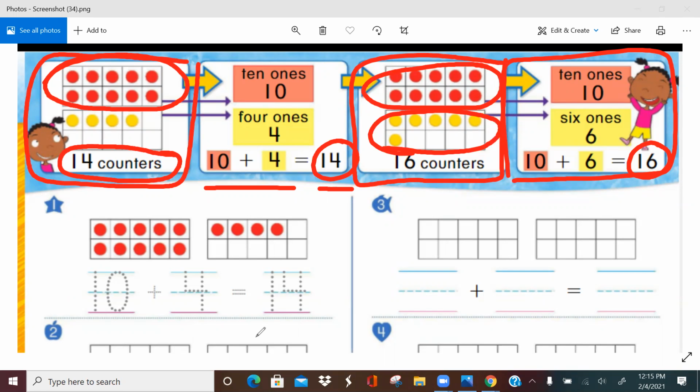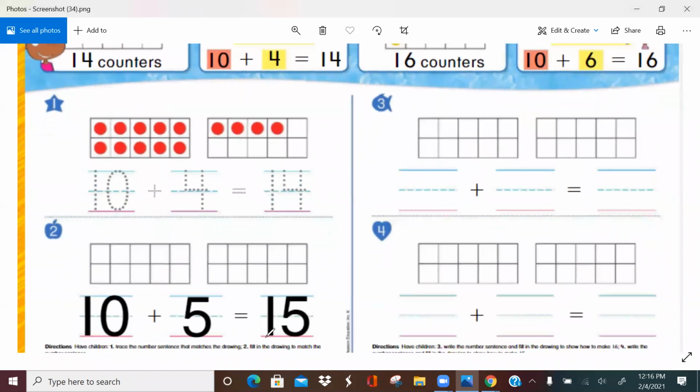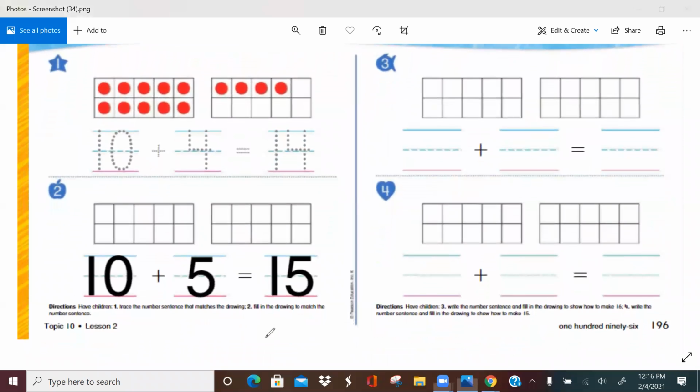So tell me what the number sentence means. 10 put together with 6 is the same as 16, right? So 10 put together with 6 is the same as 16. 10 plus 6 equals 16. All right, let's move our paper up and let's look at our first problem here.